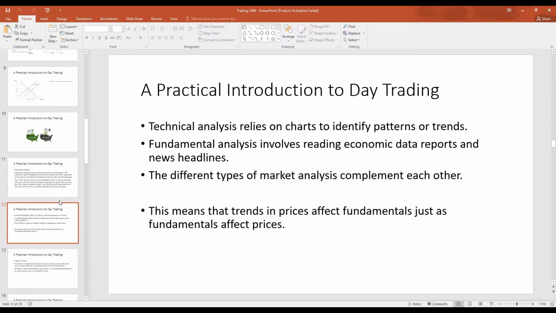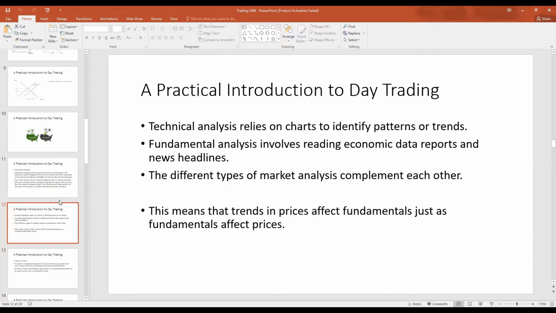Technical analysis and fundamental analysis may sound like very technical terms, but in reality, these different types of analysis are not very complex. Technical analysis relies on charts and chart patterns to identify trends. This type of analysis tells you the appropriate moment to buy or to sell an asset. Fundamental analysis involves reading economic data reports and reading news, analyzing the market based on different demand and supply factors.